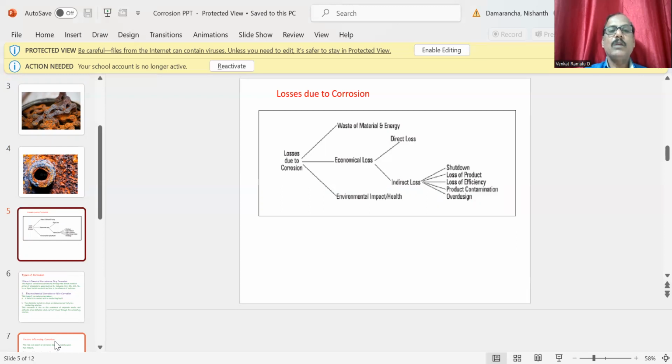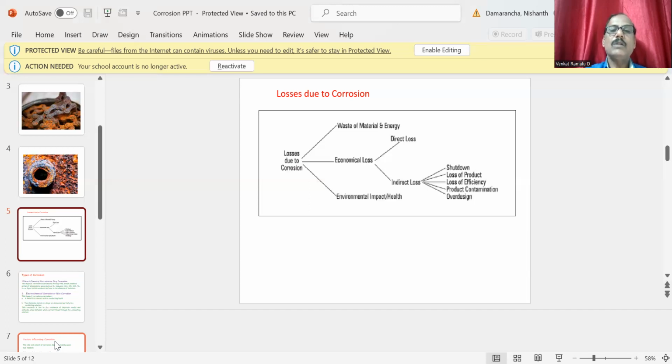Then economical loss. Whenever one metallic part is corroded in the industry, we have to replace it with a fresh one. Because of that, economical loss will arise. This economical loss may be of two types, direct loss as well as indirect loss. In the indirect loss, we have the shutdown possibility. The industry may shut down also. Loss of product, loss of efficiency, product contamination, and overdesign are the indirect losses of corrosion.